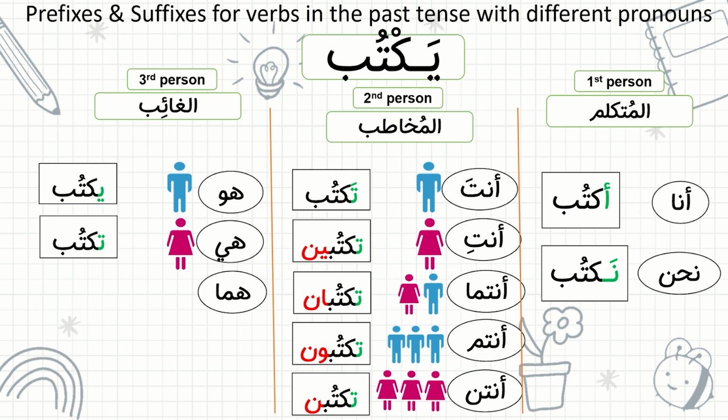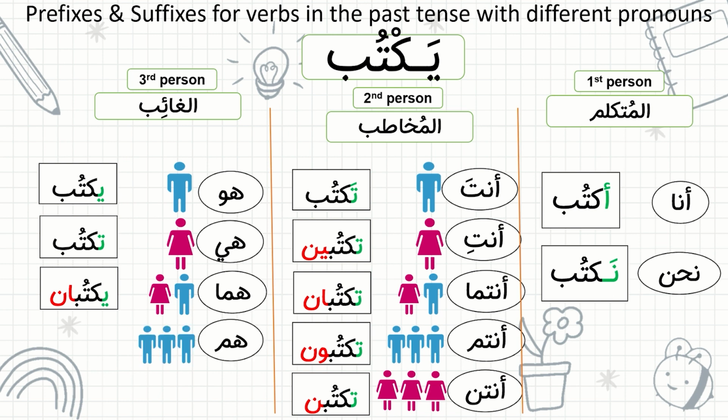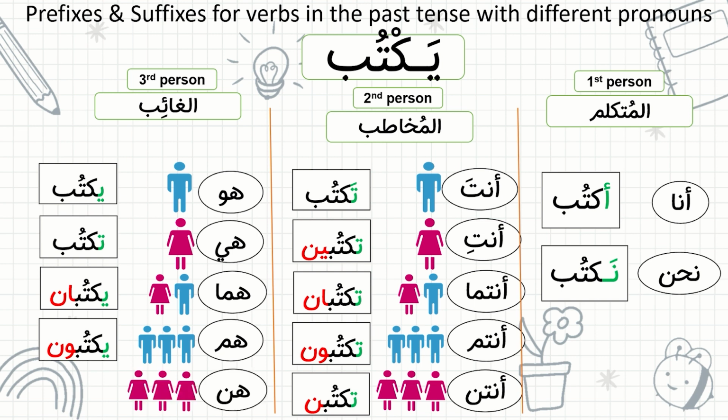With هما for the dual, it will be يكتبان. The prefix will be ياء and the suffix will be ألف ونون. With هم for plural of males, it will be يكتبون. Prefix will be ياء and the suffix will be واو ونون. With هن for plural of females, it will be يكتبن. The prefix will be ياء and the suffix will be نون.